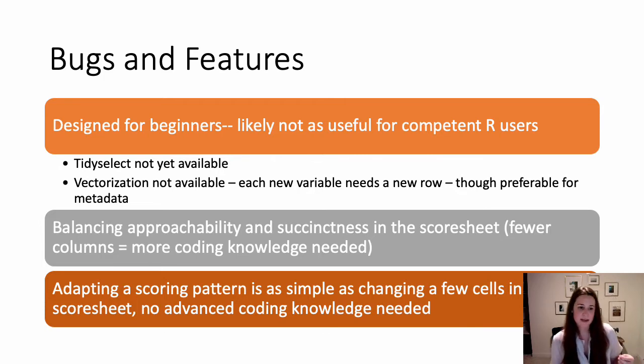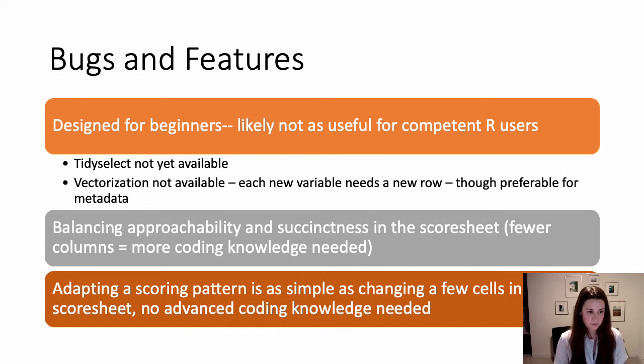So all of this brings me to one of the things that I'm balancing in the Scorekeeper package, which is approachability versus succinctness. If, for instance, we have fewer columns, then you're going to need more coding knowledge. If I have more columns, then maybe you don't need as much coding knowledge, but it kind of becomes a little bloated. So this 11 column structure was something that I have settled on for now, and that may change in the future with new updates to the package. But for right now, I think we are sticking with this 11 column structure, and that kind of balances what I believe is this approachability and succinctness in the score sheet for now.